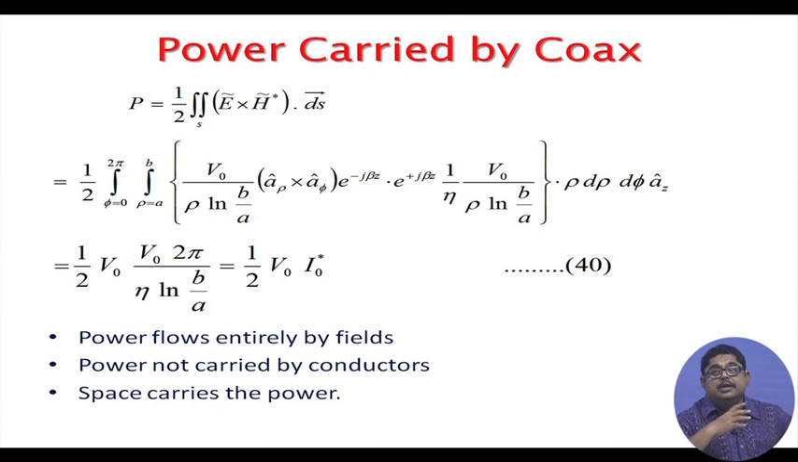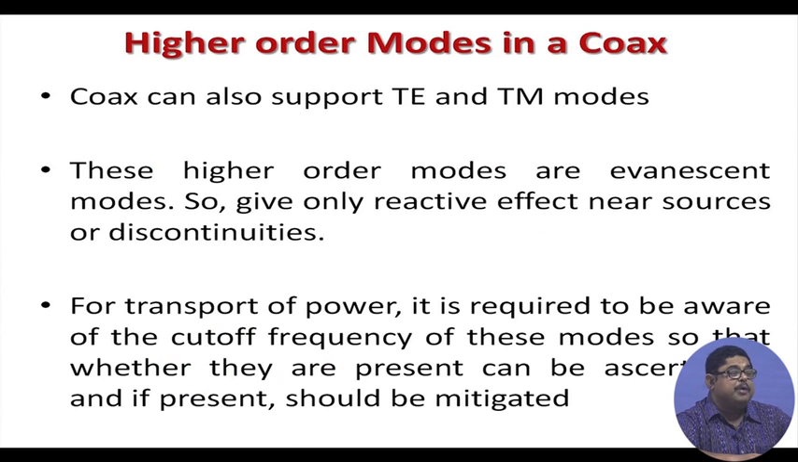Remember that in the coax, power flows entirely by fields. Otherwise there is no circuit, because where is the power? Power is between the two conductors, the electric and magnetic field is there, and that field is making the power flow possible. That is, the wave is taking that power. Power is not carried by the conductors. Conductors do not carry the current. It is not the conduction current type of thing. It is inside the wave, through the medium between the two conductors, either free space or dielectric, through that the power is flowing. So, that space between the two conductors carries the power.